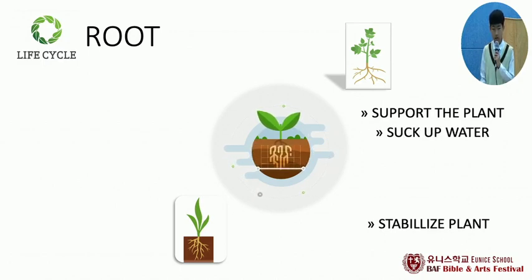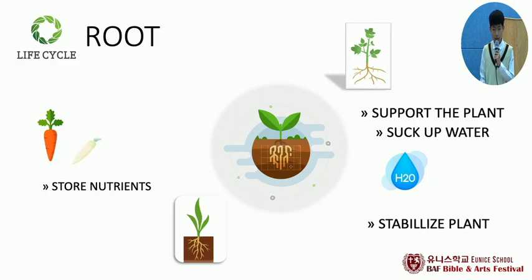A root is made to suck up water. This is the reason for a root being hairy. Without a root, a plant wouldn't be able to suck up water, and then the plant would dry up. Roots also store nutrients in them. Carrots, radishes, and sweet potatoes are the most common examples.